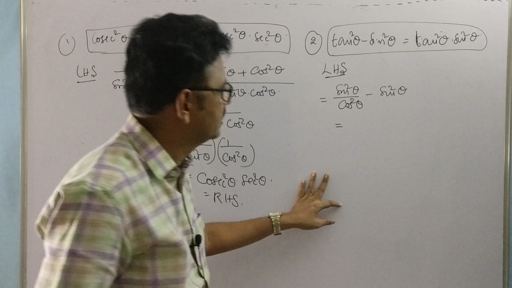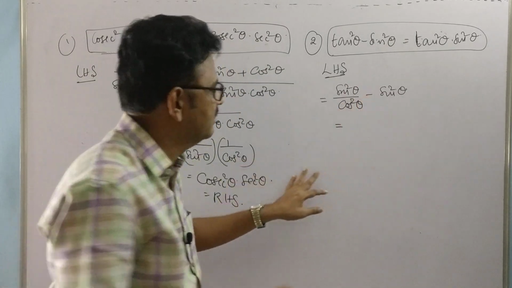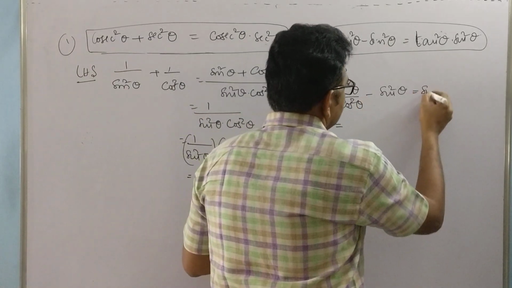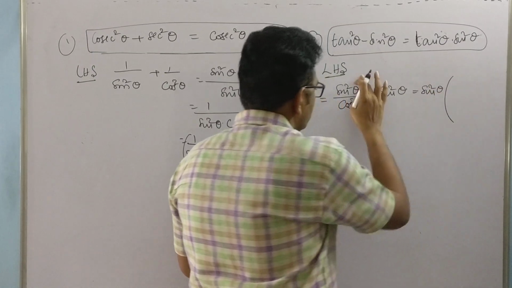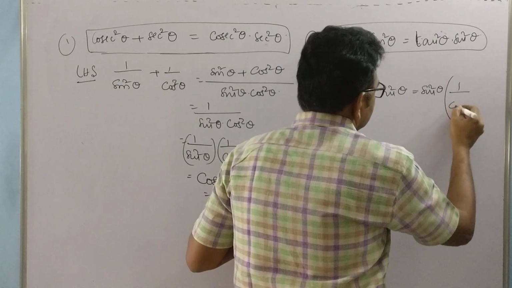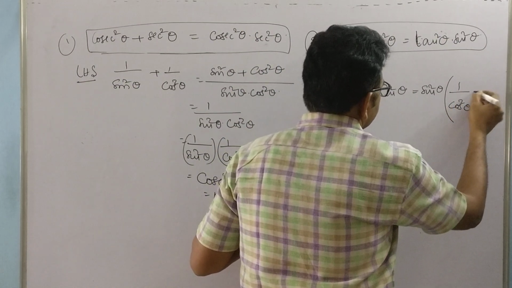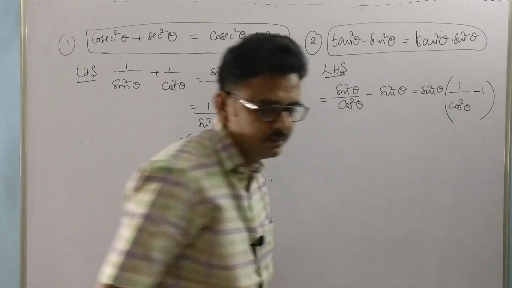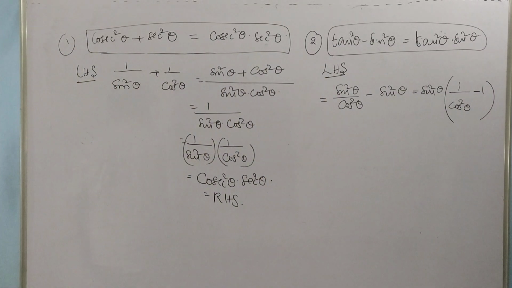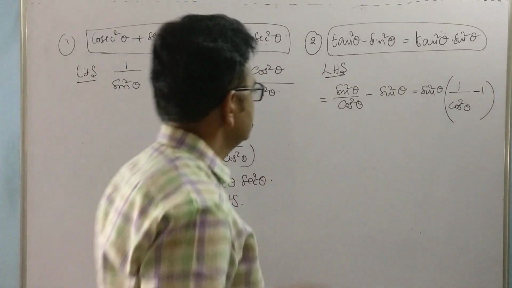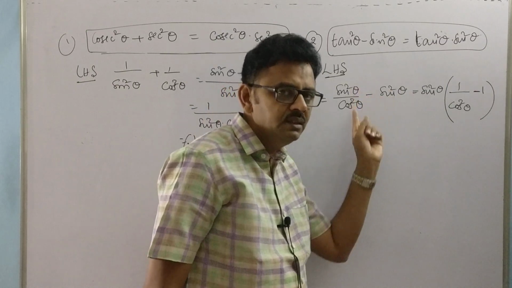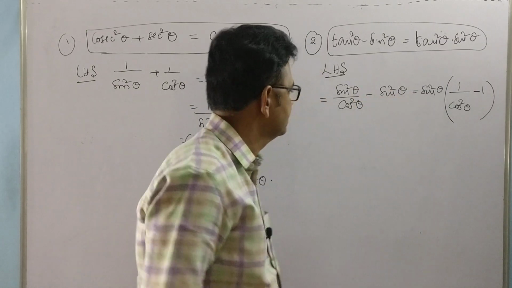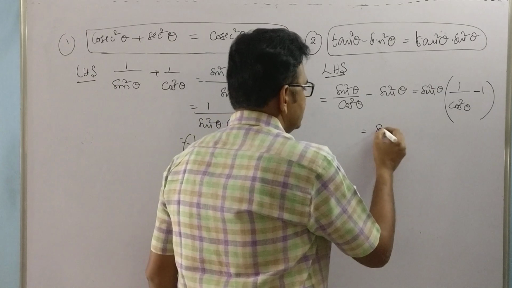That is equal to, if we take sine square theta common, 1 by cos square theta minus 1. So in this one, sine square theta common, so this becomes sine square theta into 1 by cos square theta minus 1.